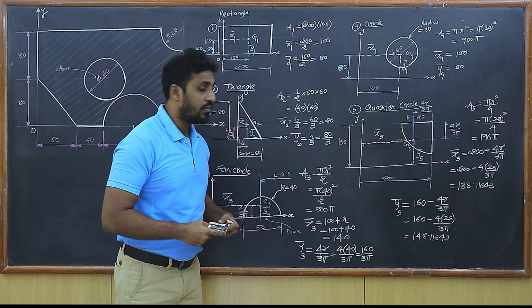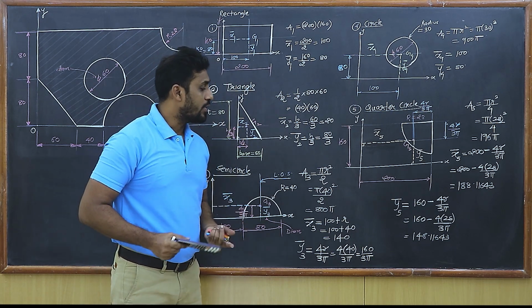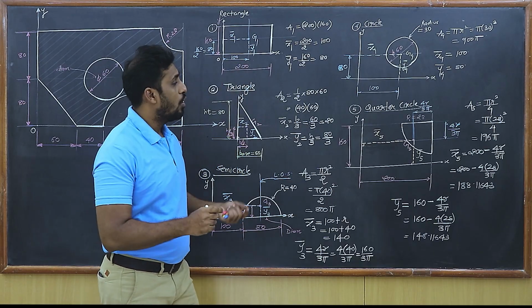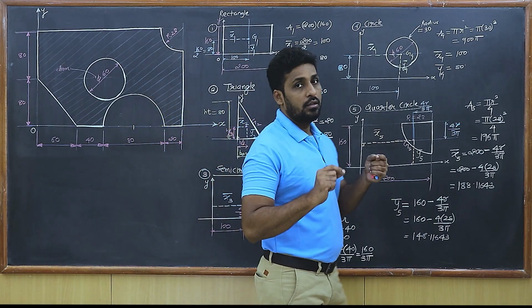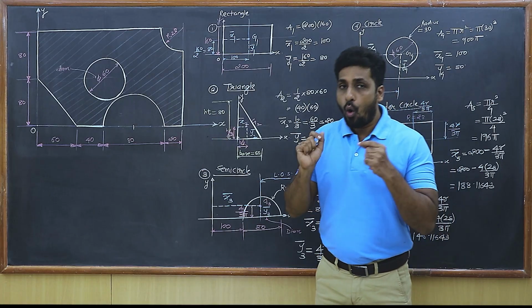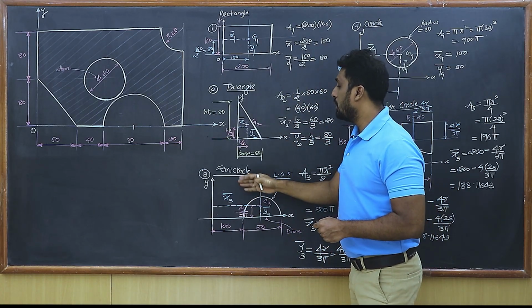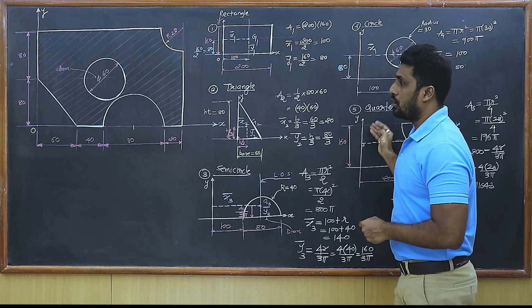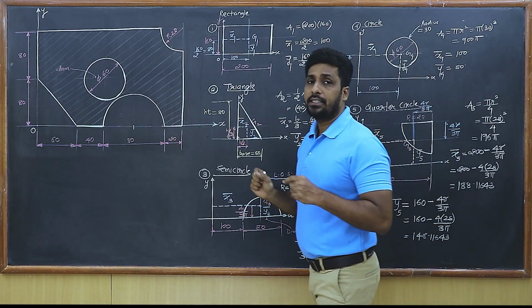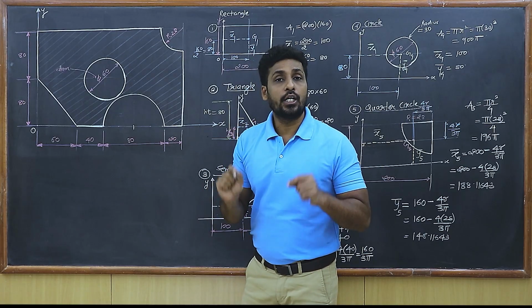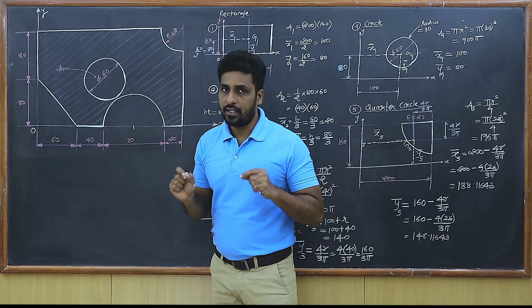188.11643, that's x5 bar, and I've got my answer y5 bar also. It is 148.11643. Now I have found the centroids of all the 5 standard shapes. You can observe there was a rectangle, triangle, semicircle, circle, and the quarter circle. So whatever standard shapes are involved in the question, I have found the centroids of every single standard shape.